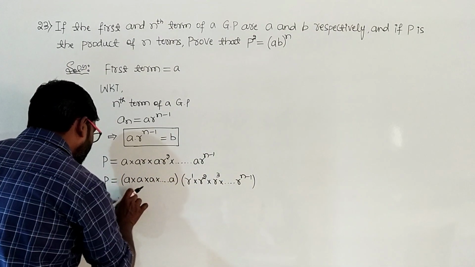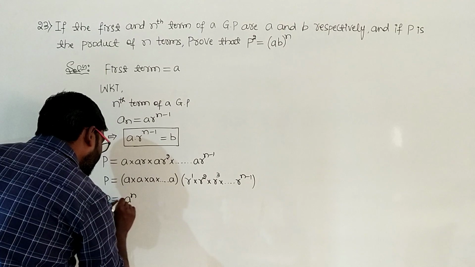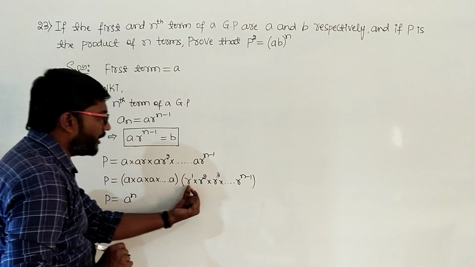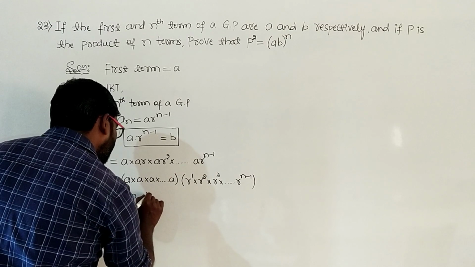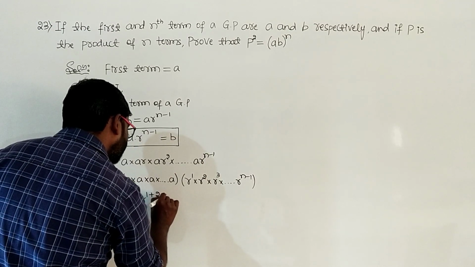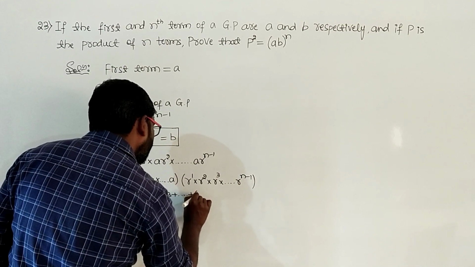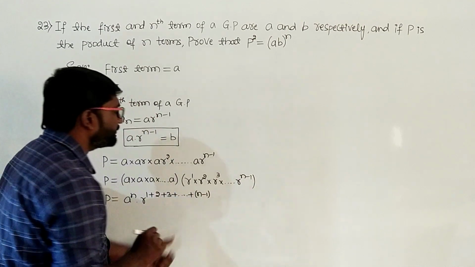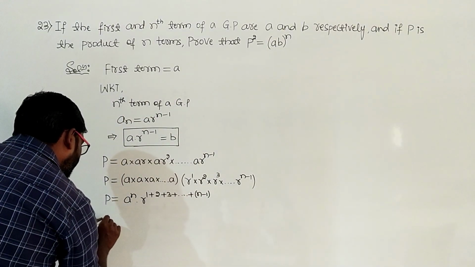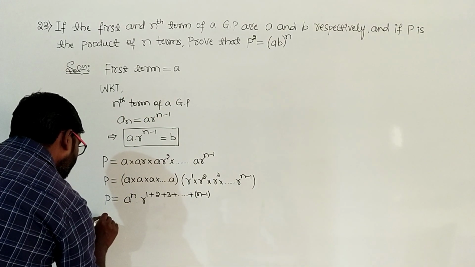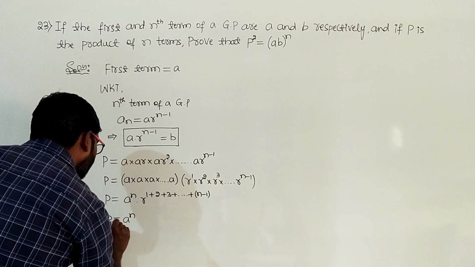This can be written as A to the power n. It is A raised to n. Then how do you write the second term? It is R to the power 1 plus 2 plus 3 plus so on plus n minus 1. The powers will be added up. So now in the next step, P which is equal to A to the power n, write it as it is.